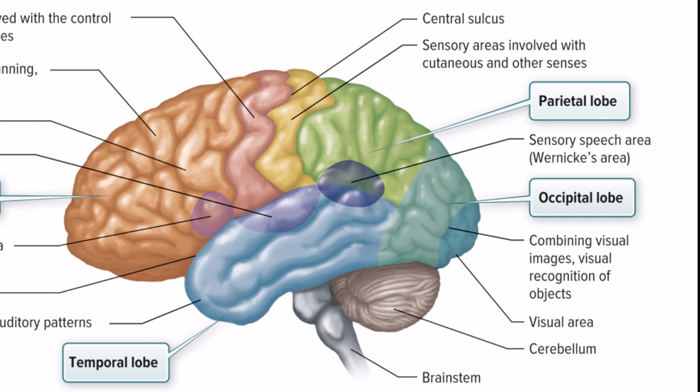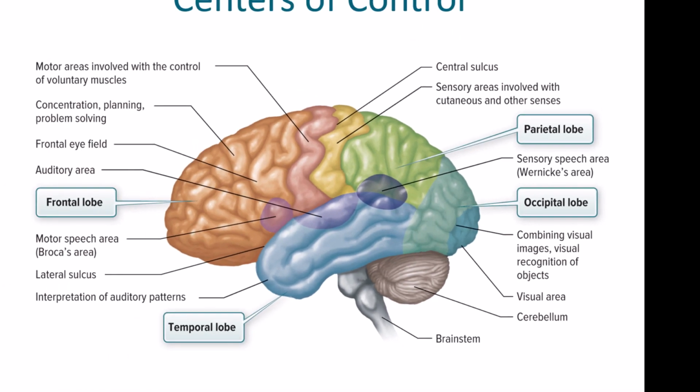Then we have the occipital lobe, which is responsible for combining visual images, visual cognition of objects, and the visual area. Then we have the cerebellum and the brainstem. The cerebellum is responsible for muscle control, including your balance and movement.